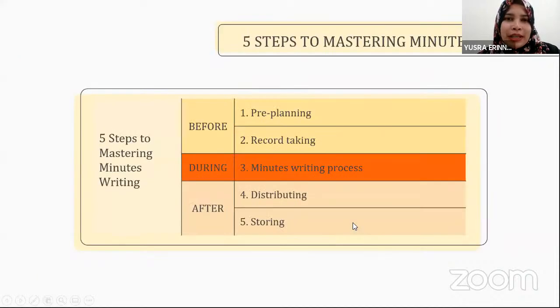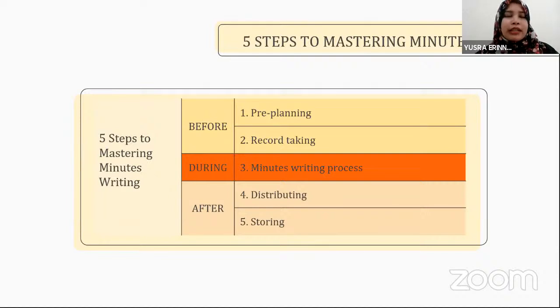For the recap, I want you to remember what we have learned in day 1. There are 5 steps to mastering minutes of writing. The first part is before, which involves pre-planning, and number 2, record taking. During is the minutes writing process, and after is distributing and also storing. Pre-planning involves you meeting your subordinates, if you are the authority. You need to pre-plan what the agendas for the meeting are.